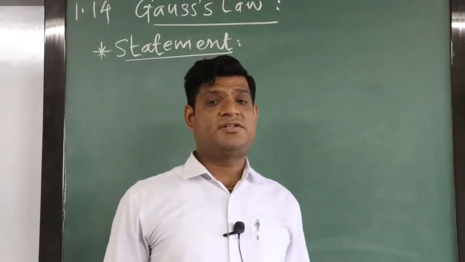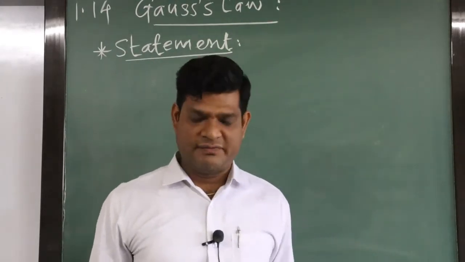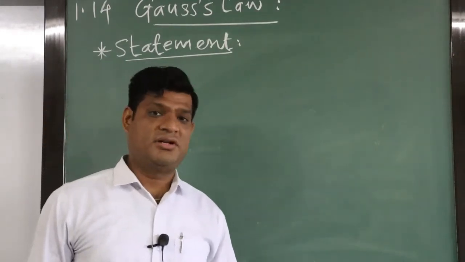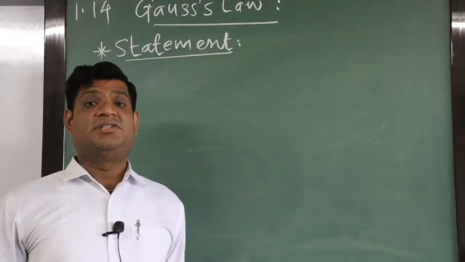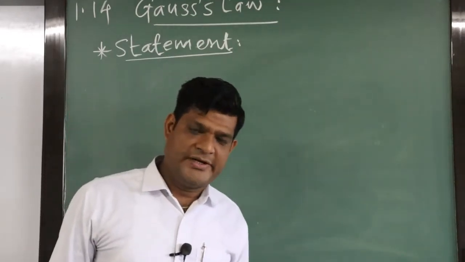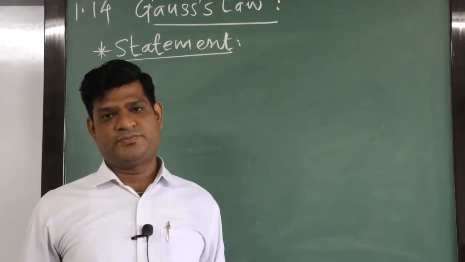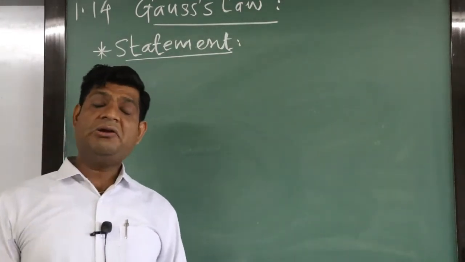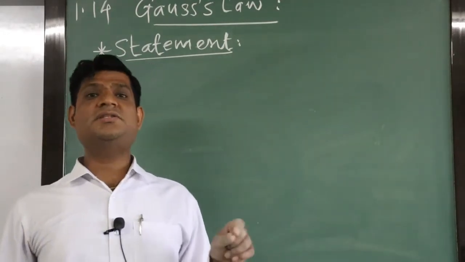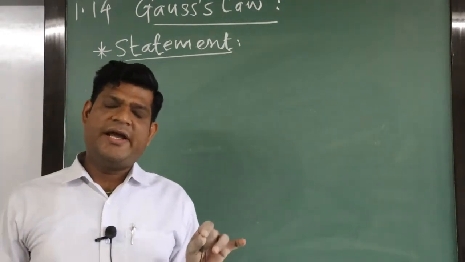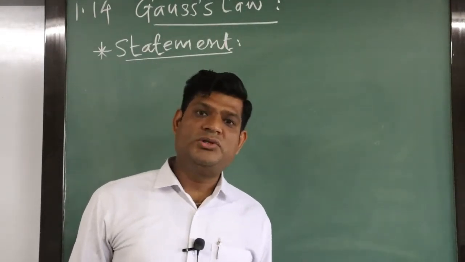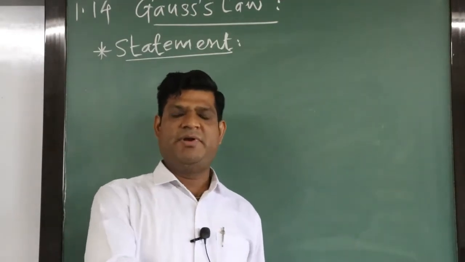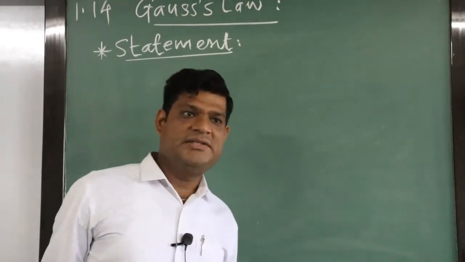See, the flux associated with any closed surface. Flux means phi. The flux linked with any closed surface is equal to the charge enclosed by the closed surface divided by epsilon 0. I am repeating the statement once again. The flux linked with any closed surface is equal to the charge enclosed by the closed surface divided by epsilon 0. This is the theoretical statement, and that statement we are going to convert into mathematical form. See how we can write.